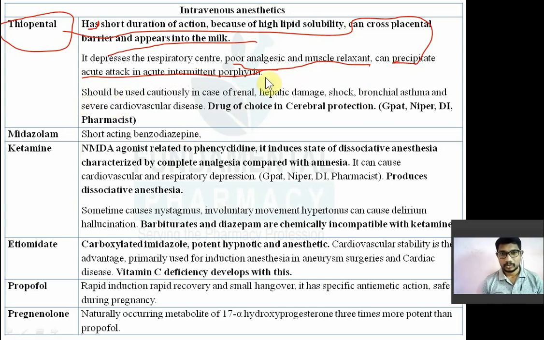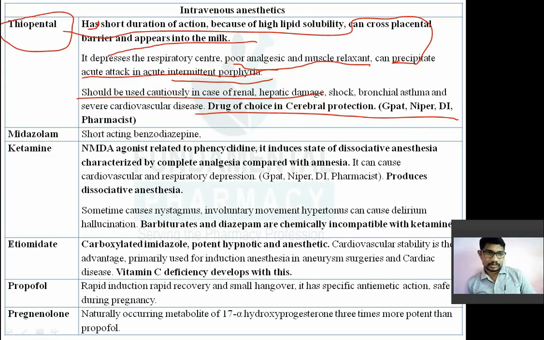What is this? Leave it, it basically increases your temperature and so on. It should be used cautiously in case of renal or hepatic damage, shock, bronchial asthma, and cardiovascular disease. It is a drug of choice for cerebral protection.